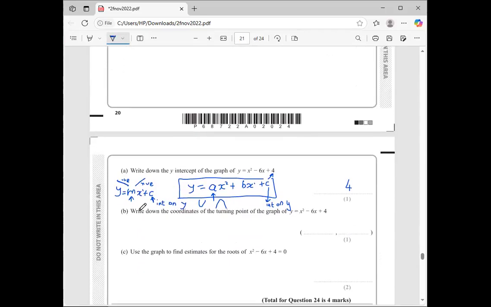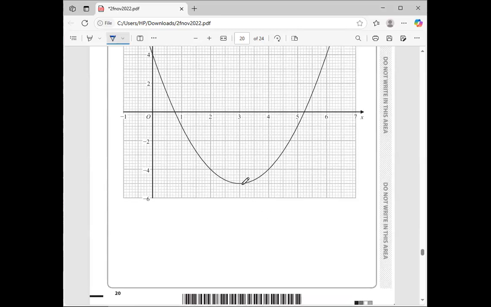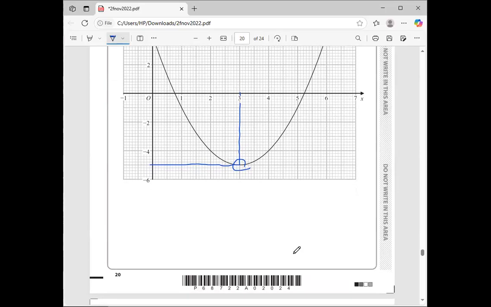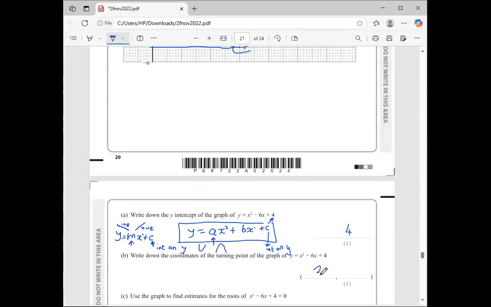Okay, so let me see. It says write down the coordinates of the turning point. So let's look at it. The turning point is here, where it turns. So we'll look for what this value is, and then we'll also look for what this value is. The x-axis is usually the one we write first. So that's going to be 3 and minus 5. 3 for x, minus 5 for y.